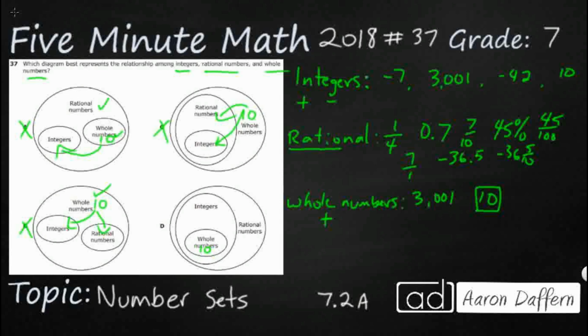So I really hope my answer is D. Let's take a look. My whole numbers are within my integers, so 10 is a whole number, yes. 10 is also an integer, a positive integer. But then my whole numbers are also within this larger one of rational numbers. And so 10 is also a rational number, but there are some rational numbers that live outside of integers and whole numbers, so my answer is D.